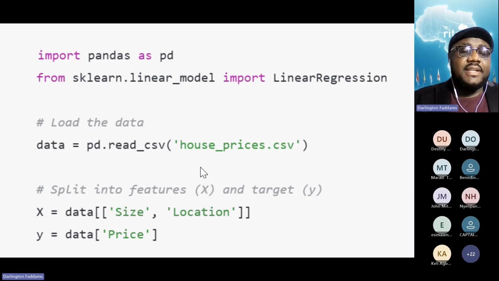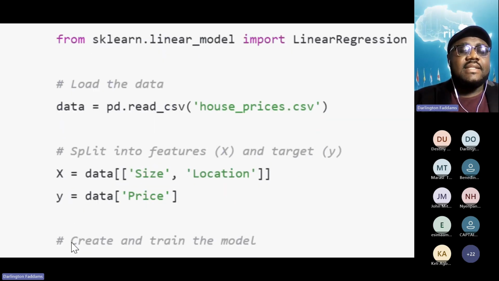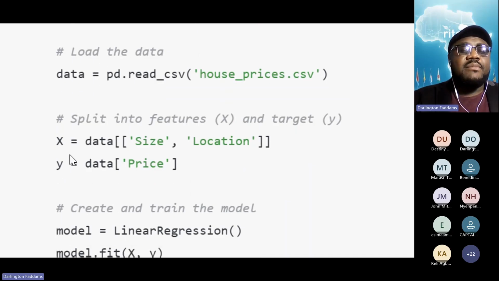To load it from GitHub, make sure you load the raw format, and then pandas can read it into a data frame. So this is our data frame, and we are calling it data. And so the entire data is handed over to this data frame. And over here, you can see that we were able to split it into features and targets.